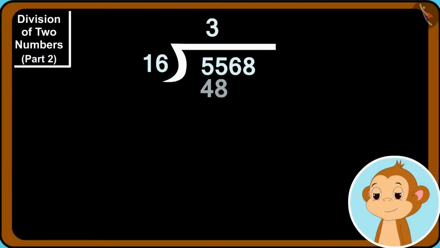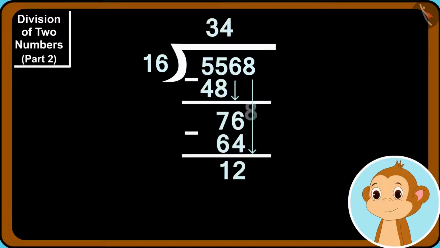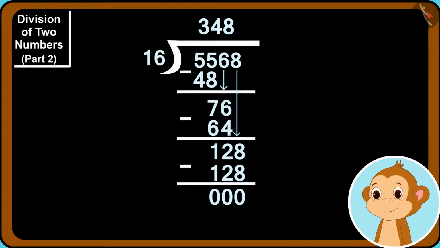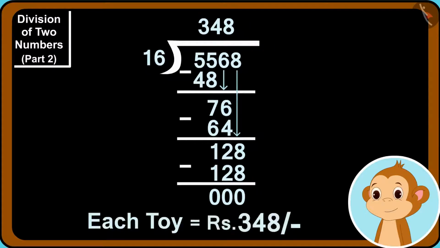Yes, that's absolutely right. We can find the answer using division in this way. 5,568 from here became 348 out here. This means the price of each toy is 348 rupees.